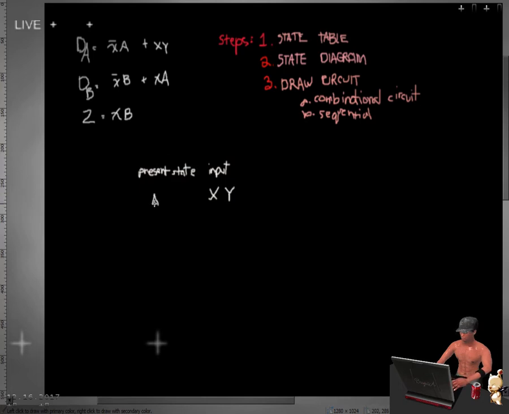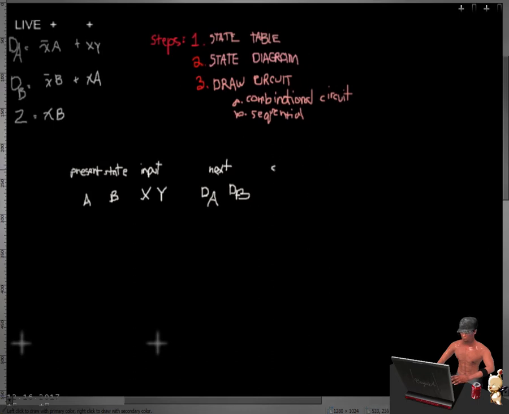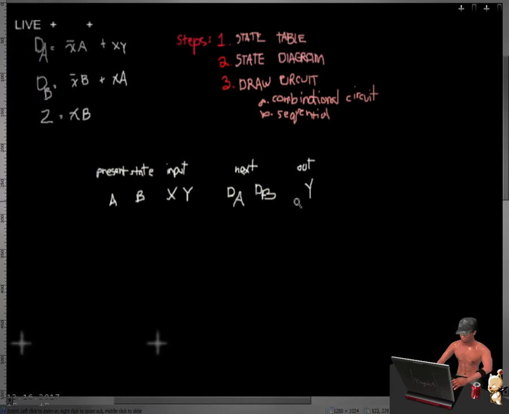And it's going to be A and B, and then we're going to have our next state, and that's going to be DA. It's also going to be DB. And then we have our output, which is Z. Oh, I'm sorry, it's Z. My bad.